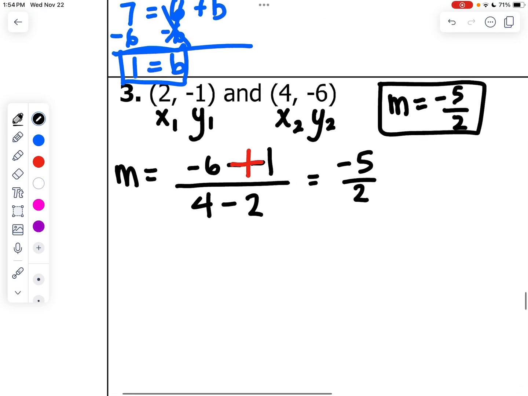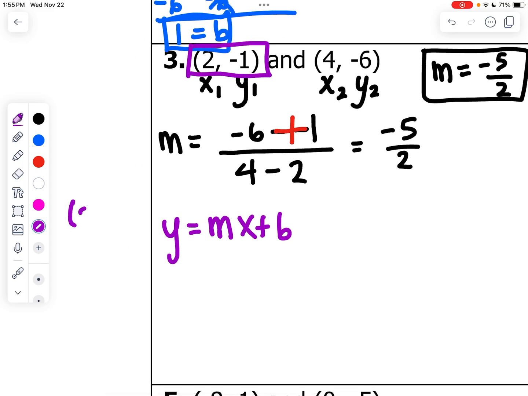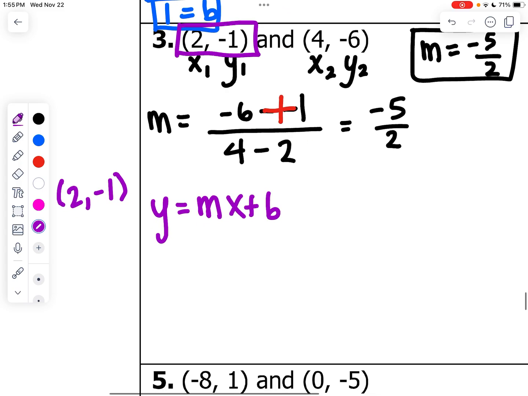Now the second step is to plug in my values to y equals mx plus b. I'll use the first point. So I'm going to use 2, negative 1. My y is negative 1. My m is negative 5 over 2. And I'm multiplying that by x, which is 2. And I'm going to have plus b at the end.